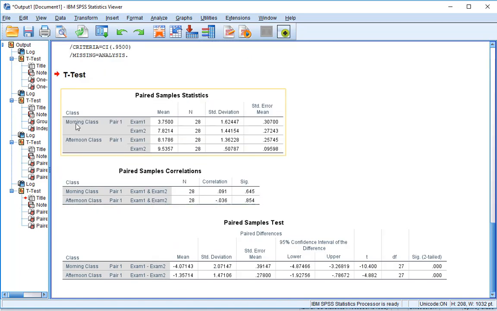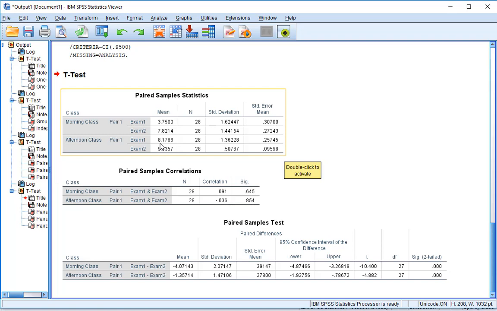So we have our morning class. Here's their morning classes, exam 1 score, 3.7, and the morning classes after, or exam 2 score, 7.8. So we see, okay, there's a mean difference there, but is it statistically significant? When we look down at morning class pair 1, we see, yes, that is a significant difference. So these two classes are significantly different from each other.